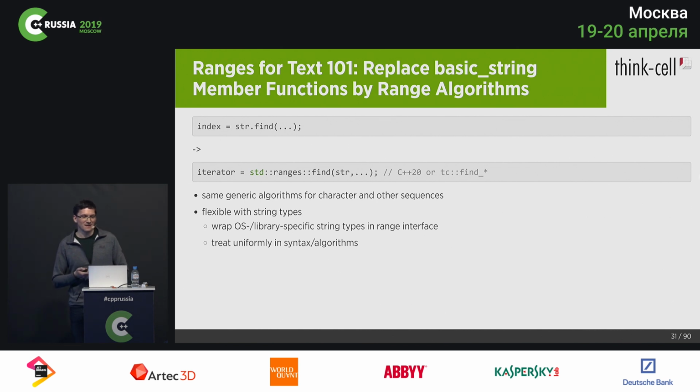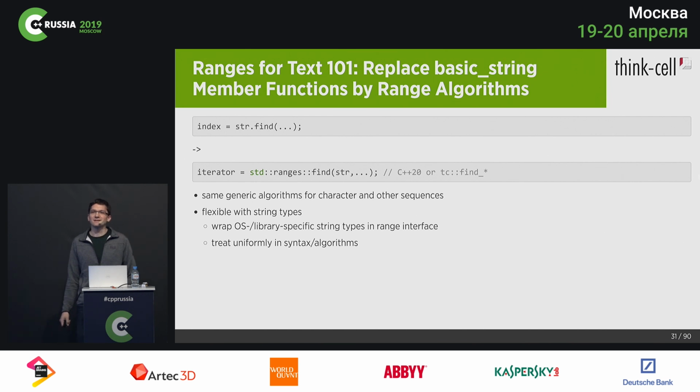So instead of using the string member interface, we can just run the range algorithms on the std::string. And that's nice because, first of all, you only need to learn one set of algorithms. You don't need to learn a std::string interface and an interface for another container; you just have a set of tools that work almost everywhere.